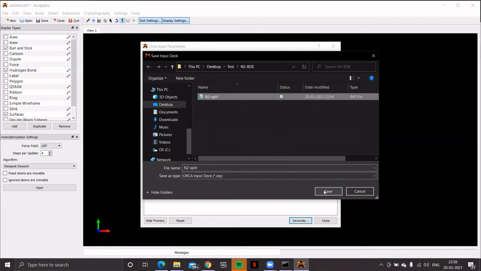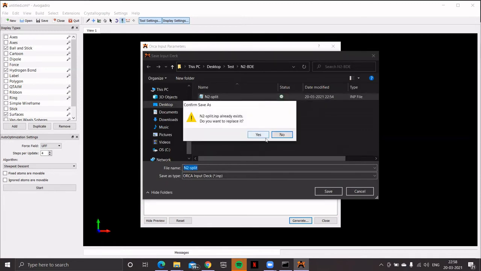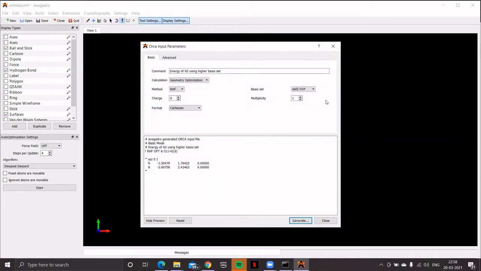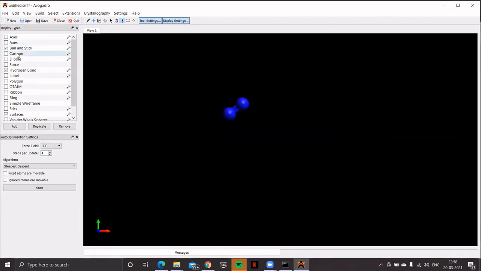Let me rewrite that. So replace this. So click on that. Yes. Okay. Close this button. Okay. Let me also make input file for a single nitrogen atom, because for computing the bond dissociation energy, we need to get the energy of N2 as well as the energy of single nitrogen atom.